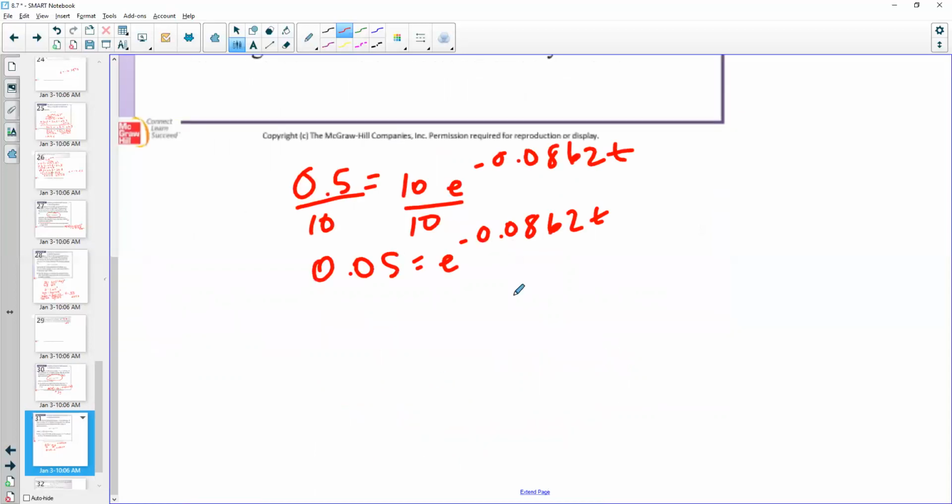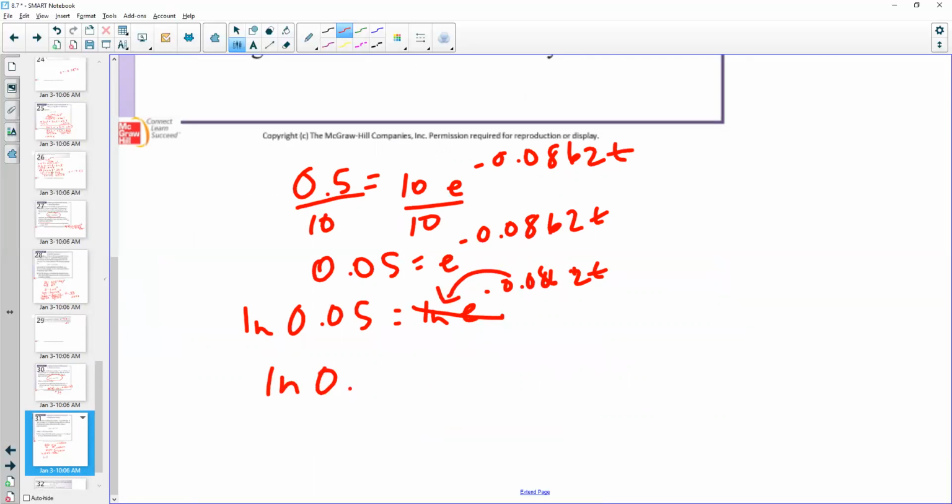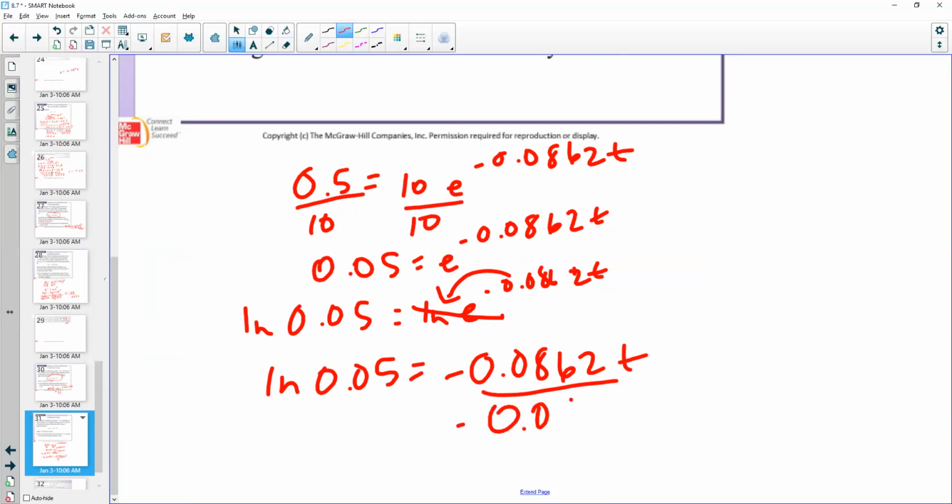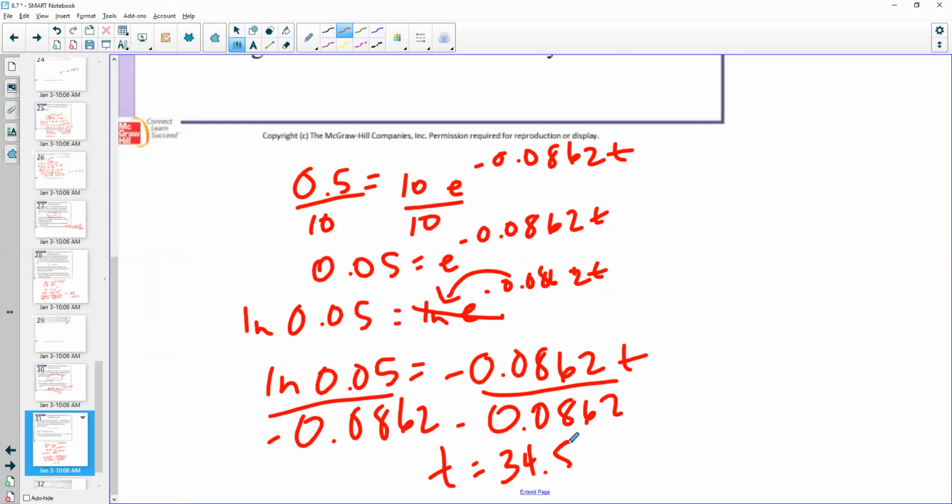I keep trying to extend the page without exactly extending it. So I'm going to do ln 0.05 equals ln of e to the negative 0.0862 t. ln of e cancels. That's a 1. So it's just going to bring that to no longer be an exponent. Equals negative 0.0862 t. Now I just have to divide by negative 0.0862 to both sides. And I'm good. T should get you something in the neighborhood of 34.8, and that's in days because it's time.